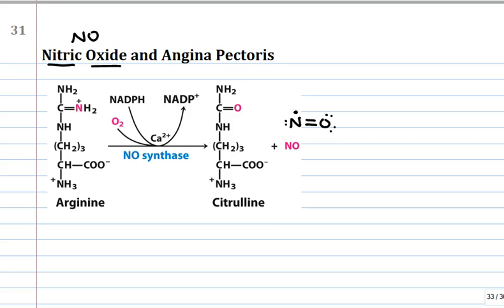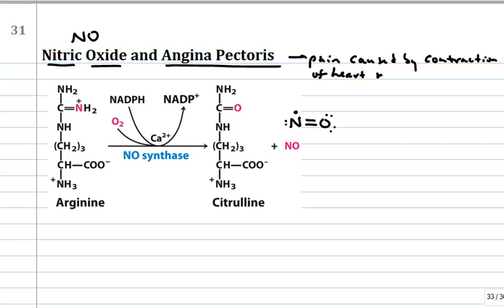and the enzyme that does that is nitric oxide synthase. And so what we know is that nitric oxide is involved in a condition called angina pectoris. And angina pectoris is the pain associated, or actually pain caused, by contraction of heart muscle deprived of oxygen.